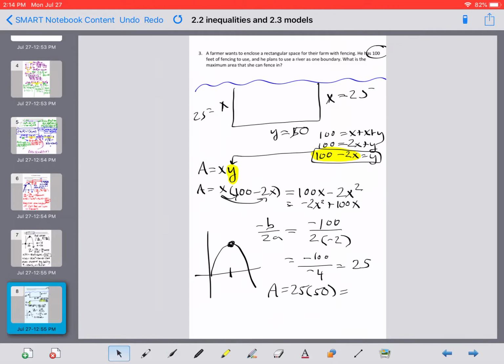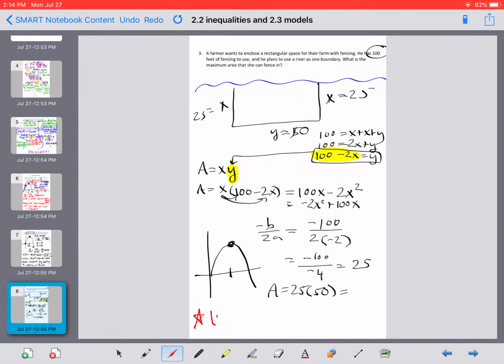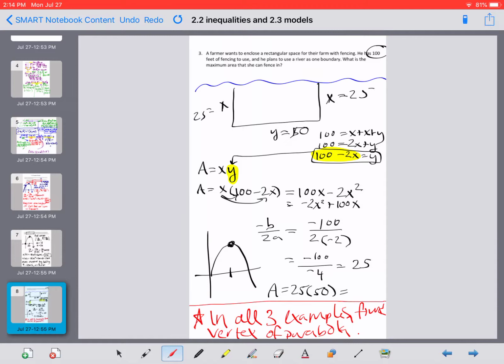I just want to point out quickly that in all three examples, we needed to find the vertex of the parabola. This is going to come up a lot in any kind of quadratic application problem. You're very often going to be looking for the vertex. So knowing that negative b over 2a formula is going to come in handy.